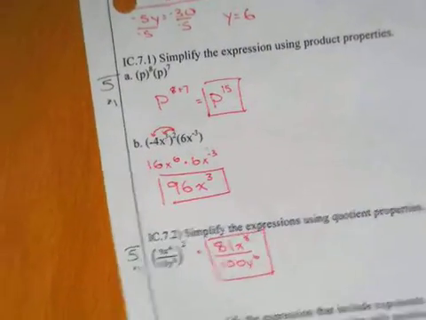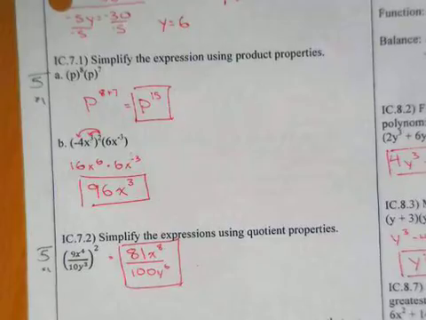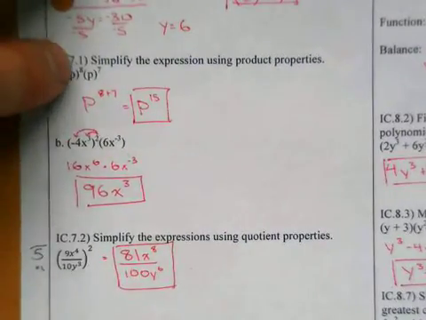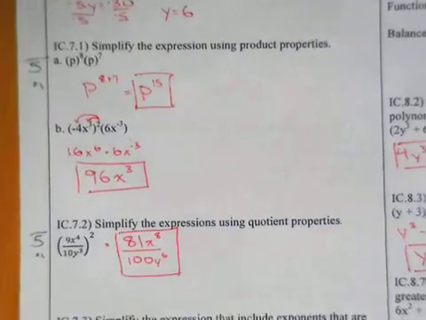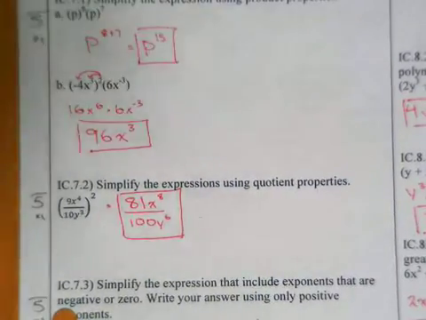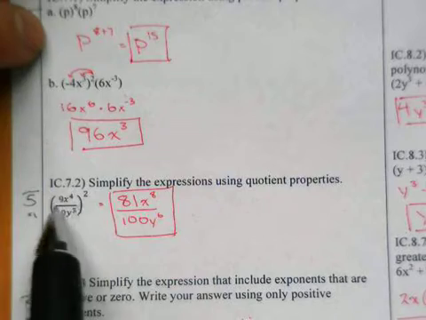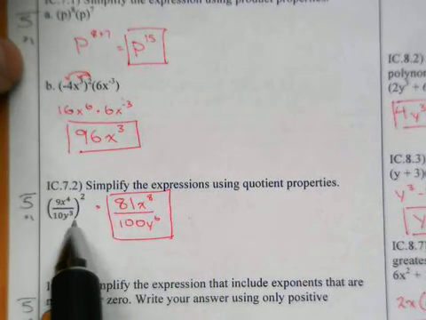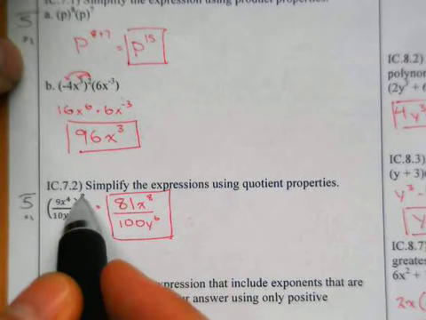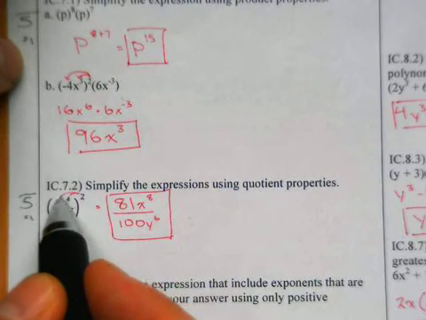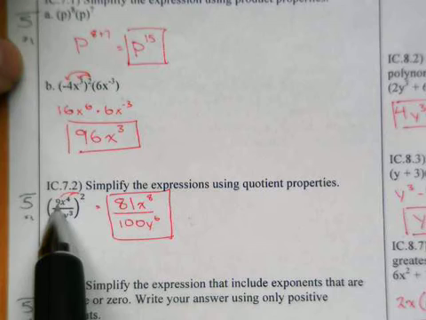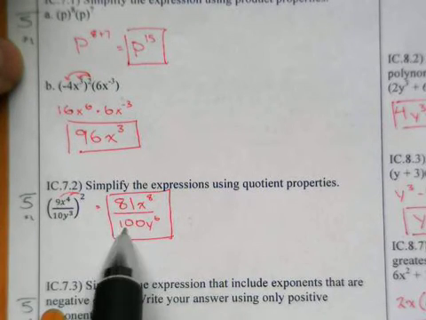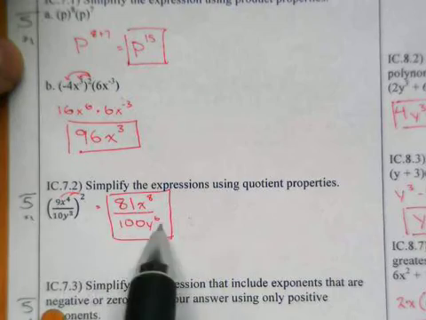Okay, for IC 7.2, putting together some different exponent rules, we've got a fraction to it, an exponent here. So remember that you need to square the numerator and the denominator. And when you do that, you need to take care of the coefficient as well, just like last time. So 9 squared is 81, and 4 times 2 is 8. 10 squared is 100, and 3 times 2 is 6.